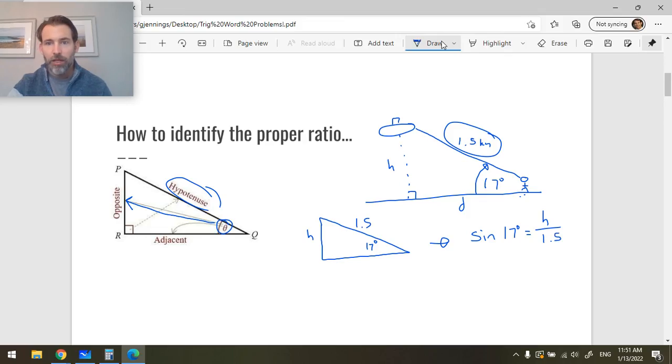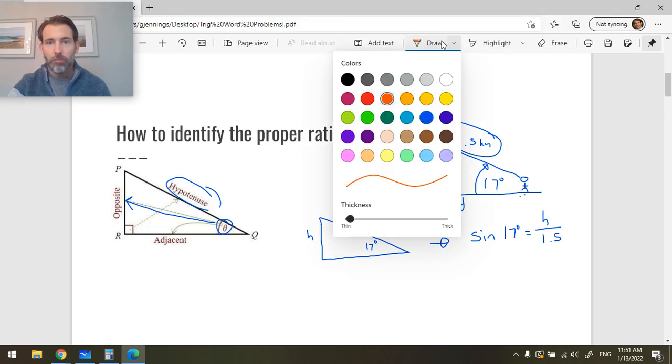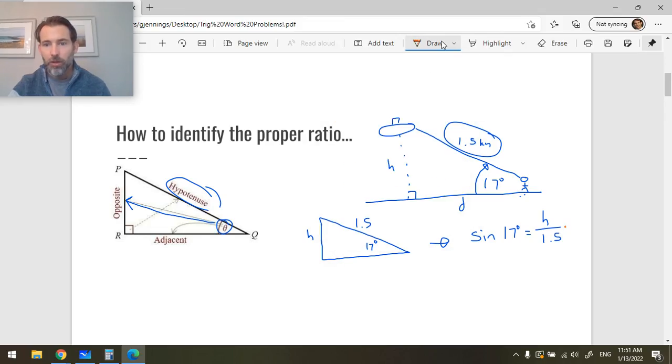Now, we just need to do a little bit of algebra by multiplying both sides by 1.5. Why am I multiplying both sides by 1.5? Well, I'm interested to know what h is, so I want to get h away from this number. This number is dividing h, so I use the opposite of division, which is multiplication. That will cancel. And now I have 1.5 times sine 17 is equal to h.